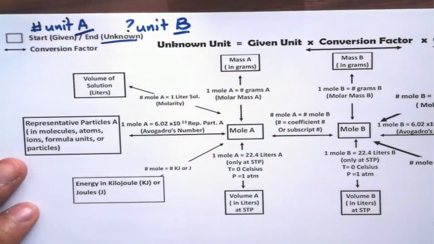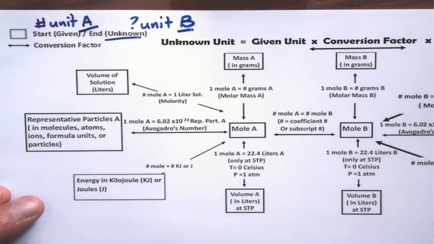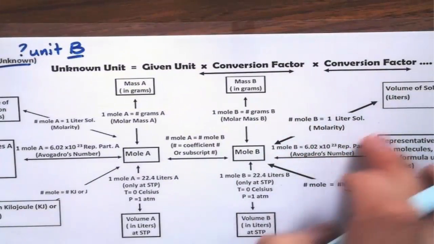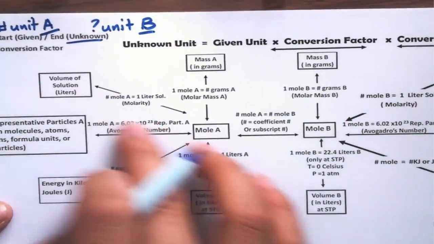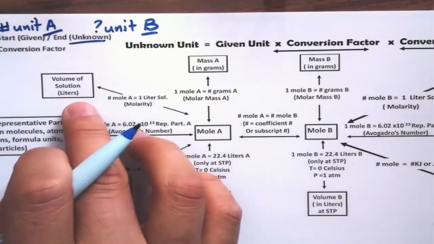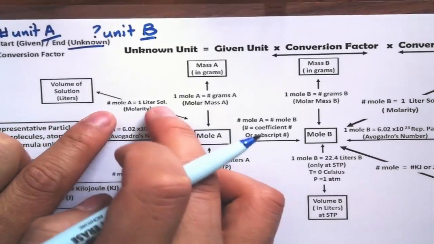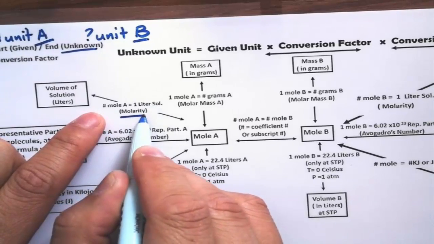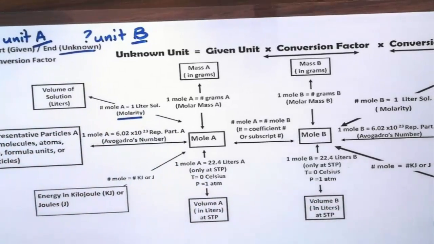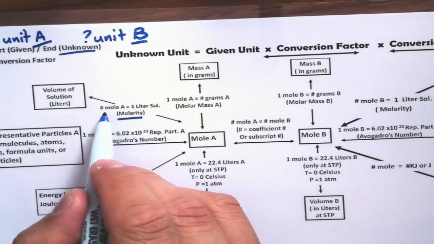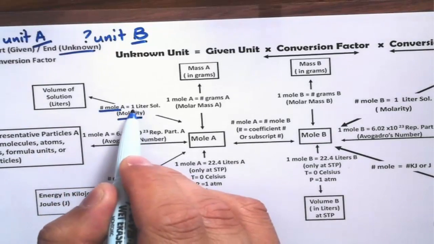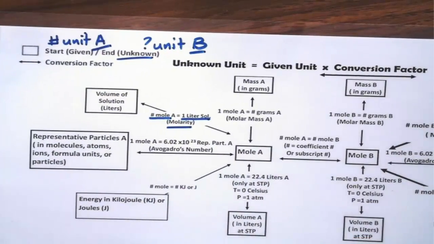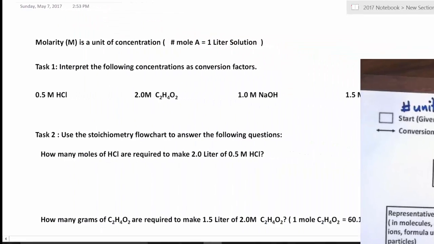Now in this lesson, we are going to look at this part of the flowchart right here, or that part of the flowchart right there. But in this case, for GenChem, we're only looking at this part. How are we going to use that conversion factor right there? This conversion factor is called molarity. Molarity is basically the number of mole A equal to 1 liter of solution. So let's talk more about molarity, okay?